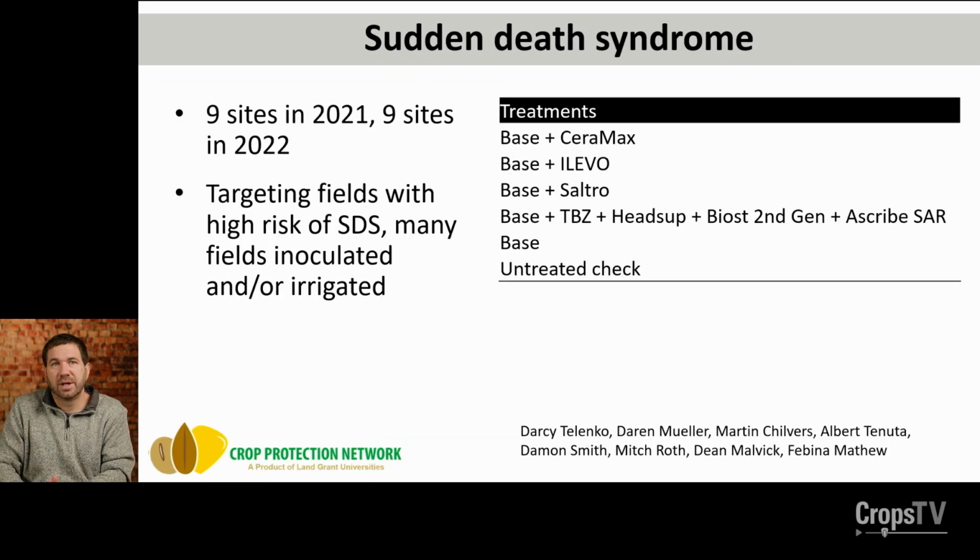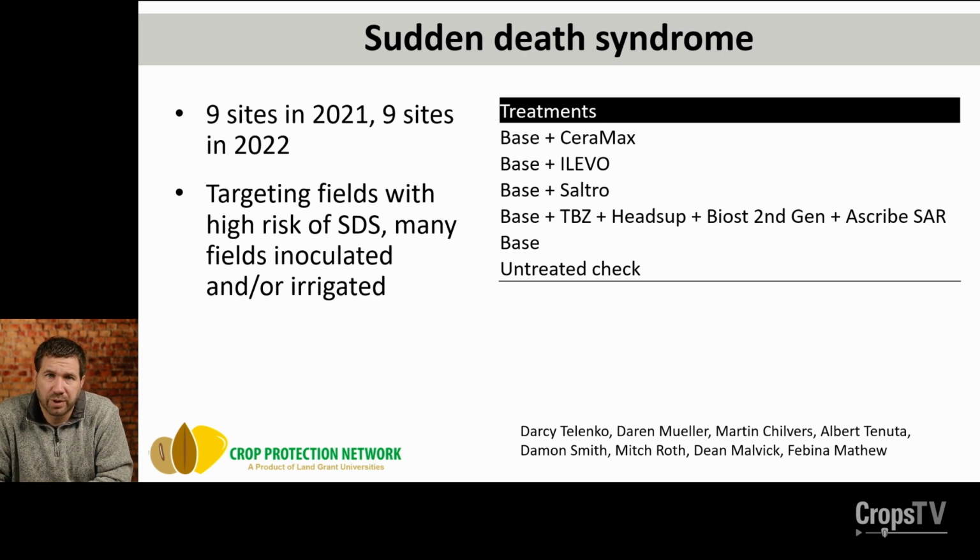Now look at sudden death syndrome. The product evaluation, we had 9 sites in 2021 and 9 sites in 2022. And so this is going to be a little bit different than that risk study. I didn't mention this in the risk study, but in that study, we didn't want all of the fields to have as much SDS as possible. We wanted some fields to actually have no risk for SDS or low risk, and then some to have a high risk. And so in this particular study, all of our fields are either irrigated or inoculated. We try to get as much disease as possible in these fields.